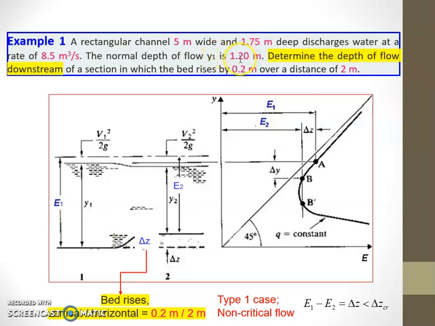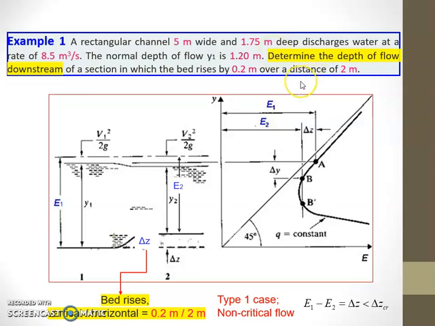Determine the depth of flow downstream of a section in which the bed rises by 0.2 meter over a distance of 2 meter. If you are not given this figure, you have to sketch or translate the given information into sketches.